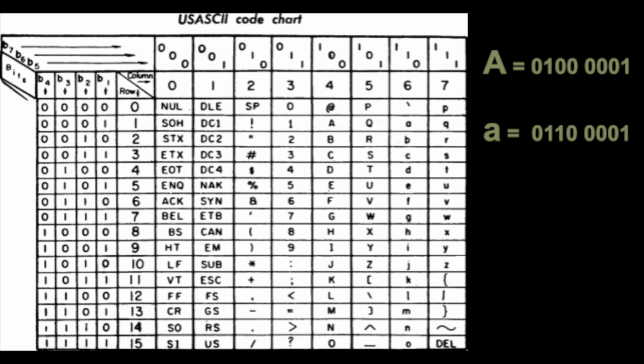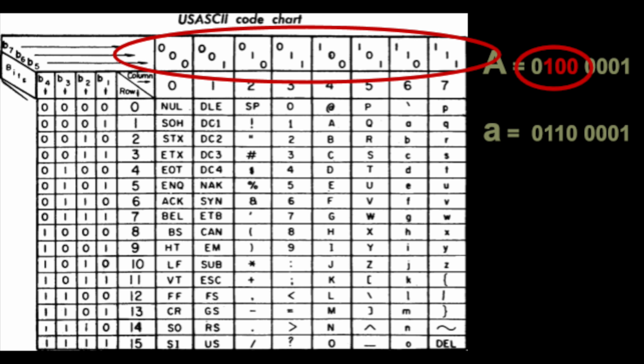Looking at the ASCII chart here, if we want to find the letter A, we can look across the top at the most significant, or the highest order 3 bits. So remember that we gave the full 8-bit number, but this is only a 7-bit ASCII chart, so you can ignore the leading zero in our number.